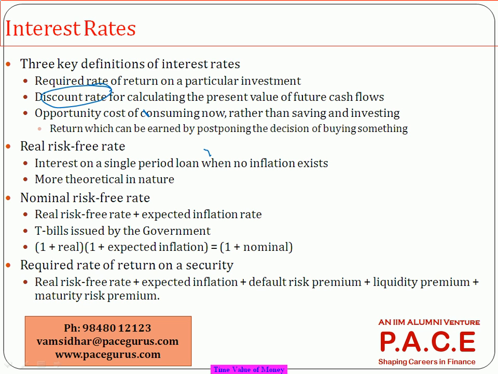The third is the opportunity cost. If I am investing in something, let's say I have invested in buying a house, what am I losing out there? I could have deposited the money in a bank and I would have got some return. But by buying a house, I am foregoing that return. That is also my interest rate: whatever amount I am foregoing because of locking up my funds.